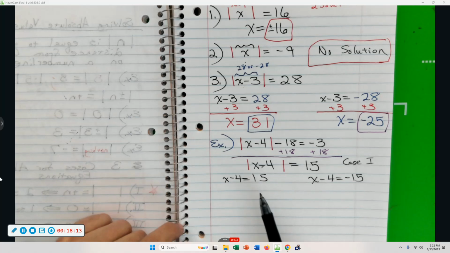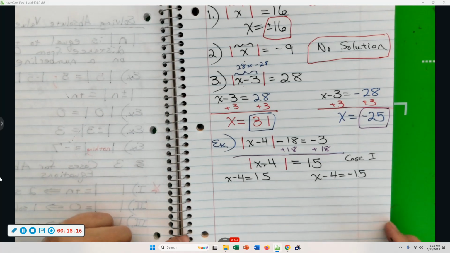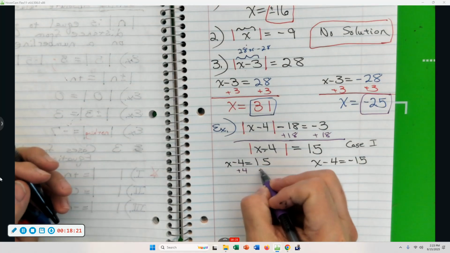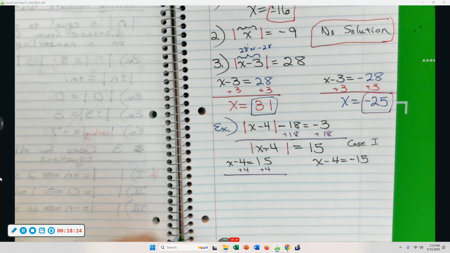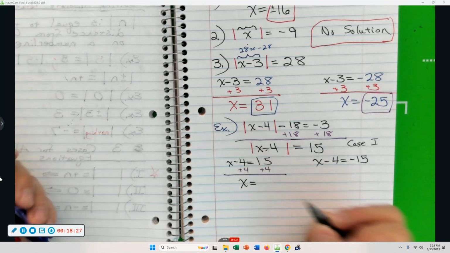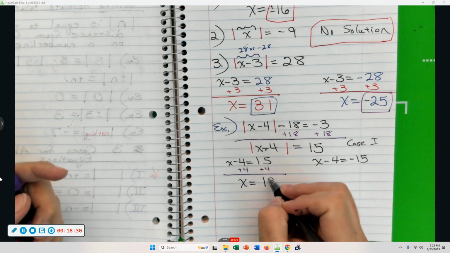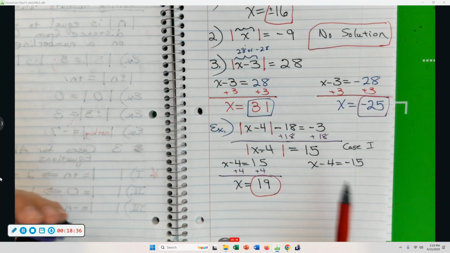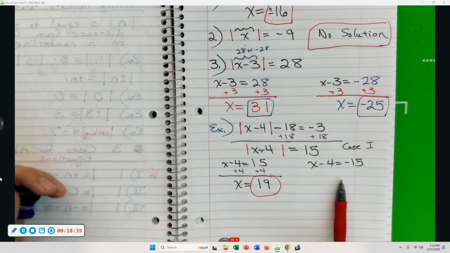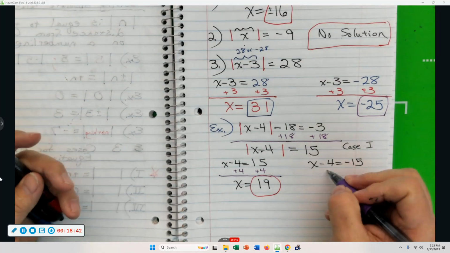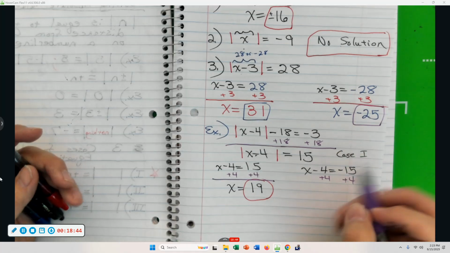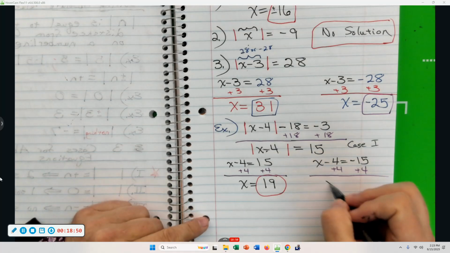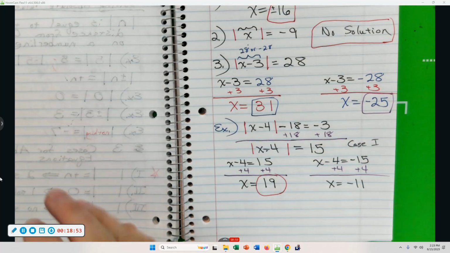What will I do to solve this, x minus 4 equals positive 15? To give us x equals the first one, 15 plus 4 is 19. There's one of my solutions. What will I do here to get x by itself? Add the 4 again to give us negative 15 plus 4 is negative 11.